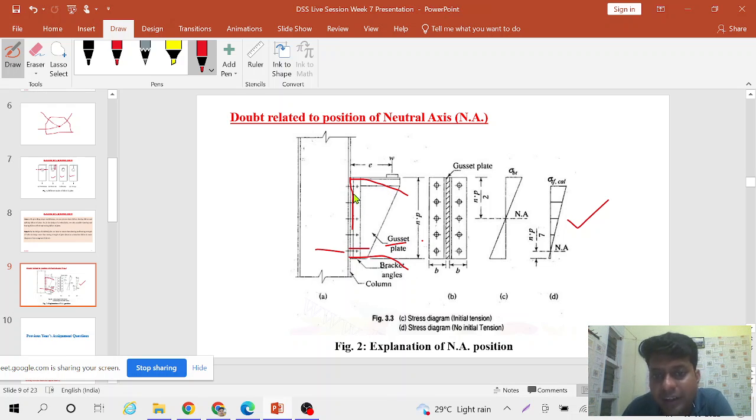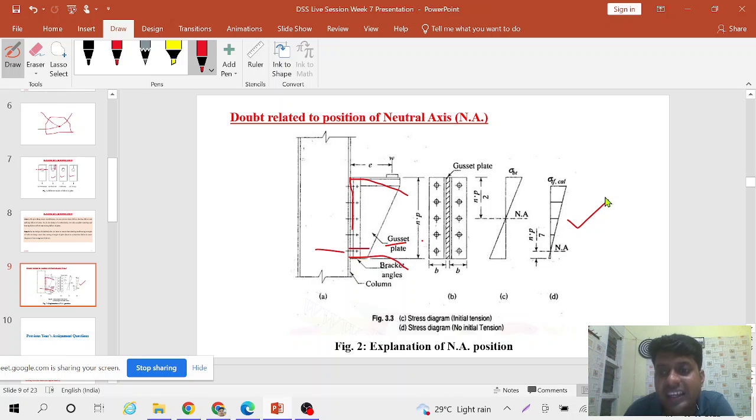Practically it will not leave this contact, but tension will be transferred through these bolts only. Tension force will not be transferred directly from this column flange to this bracket plate. This cannot happen. So that is why I think Subramaniam is not discussing this thing.